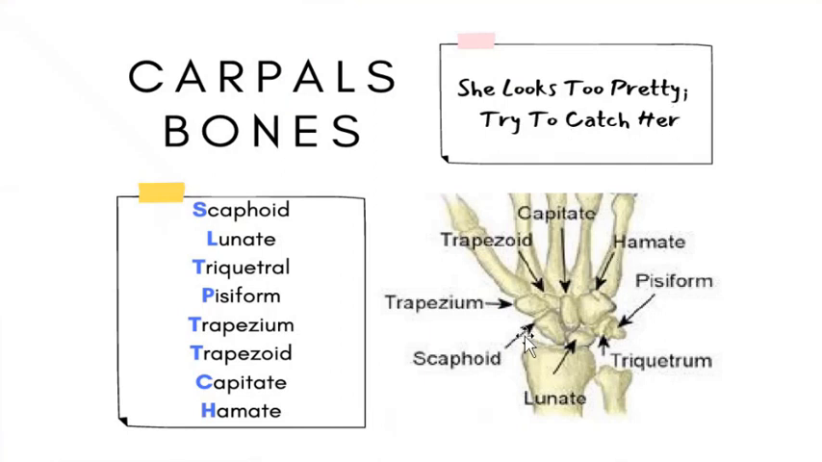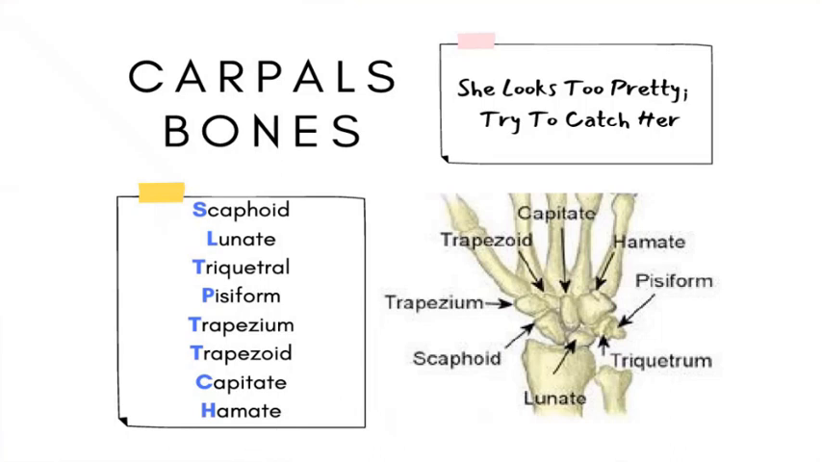So from lateral to medial in order: She, scaphoid; looks, lunate; too, triquetral; pretty, P, pisiform. Then again from lateral to medial, down: trapezium, that is Try; trapezoid, To; catch, capitate; her is hamate.